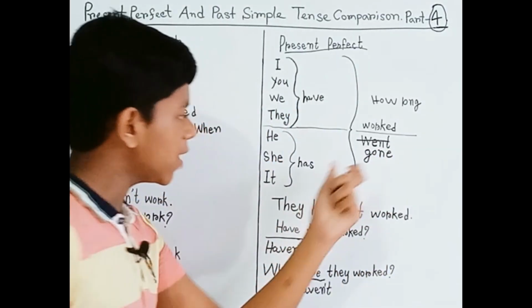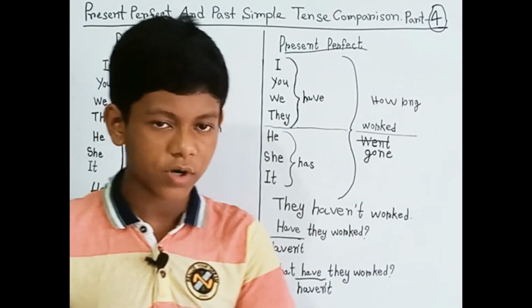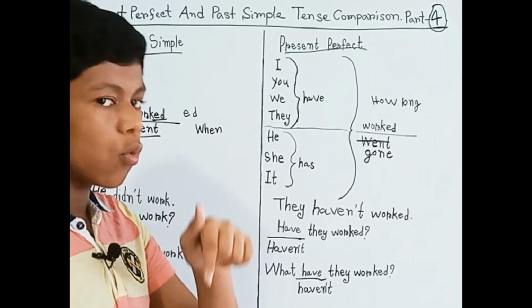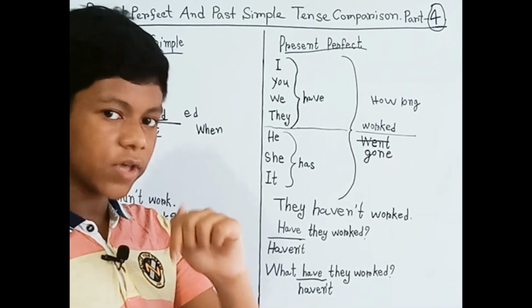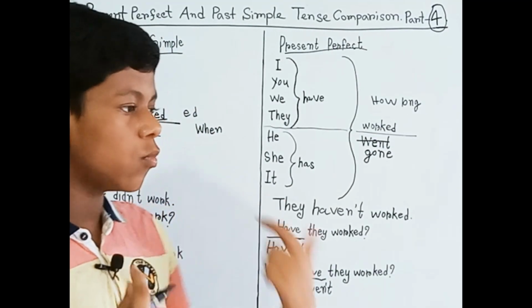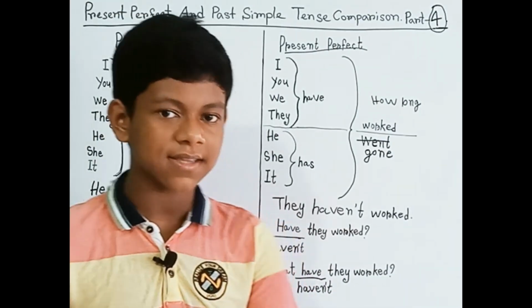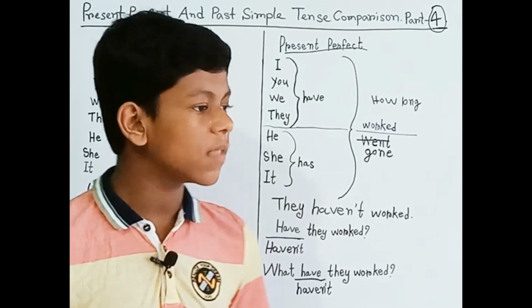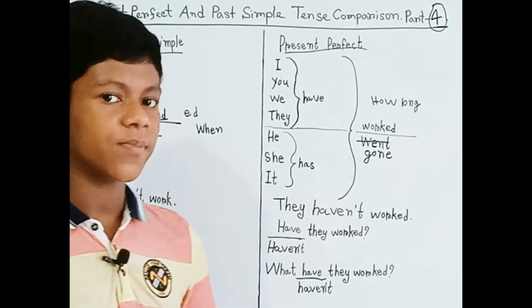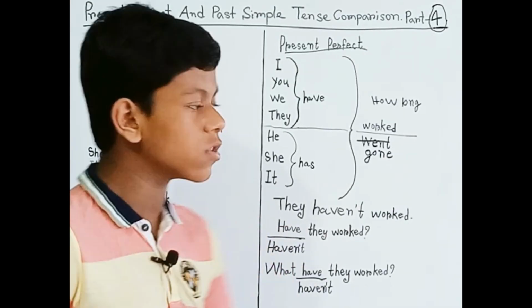What? Gone. Okay, because it's the past participle form. Remember, go, went, gone. Okay, it's the past participle form. There are more words like eat, ate, eaten, walked, put. Okay, there are more irregular words of both of them.